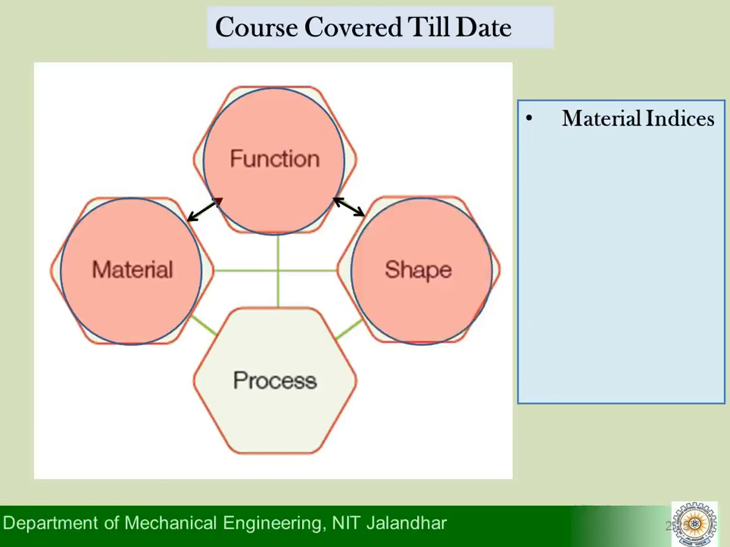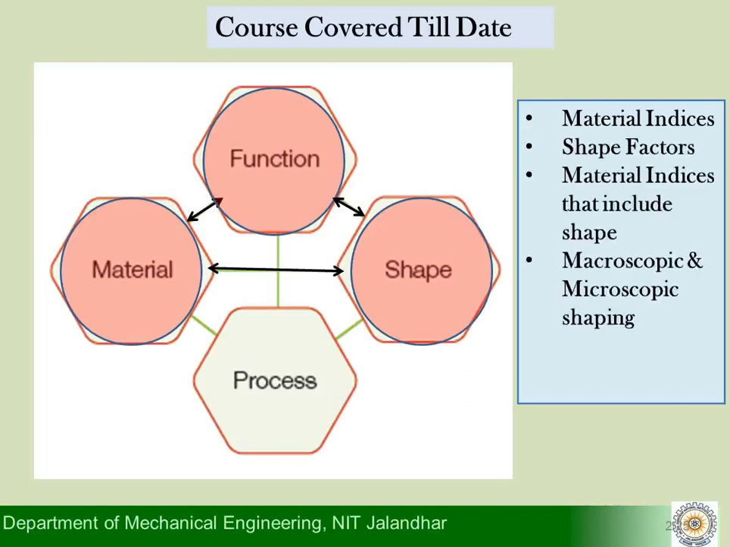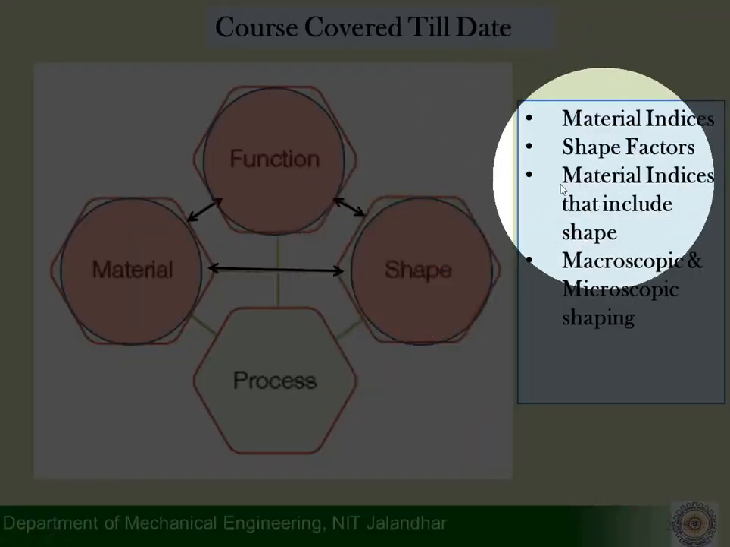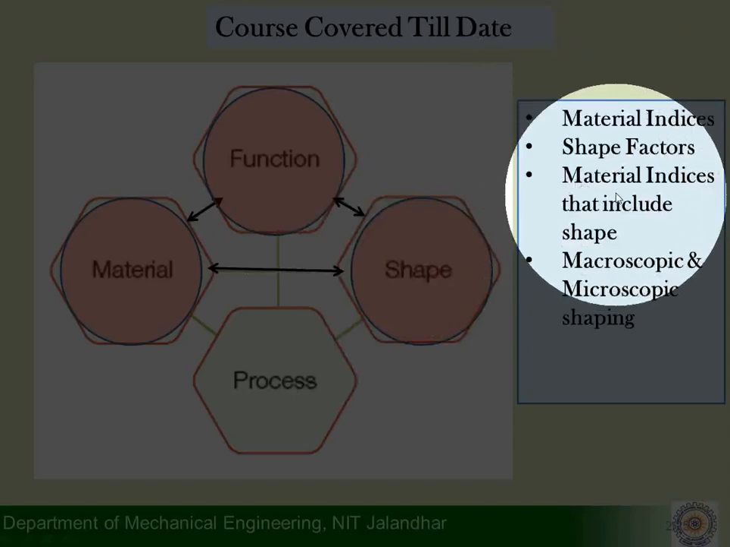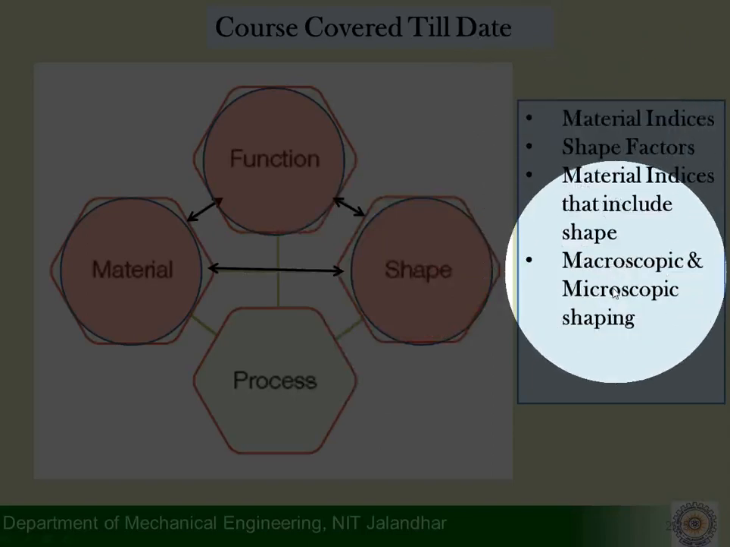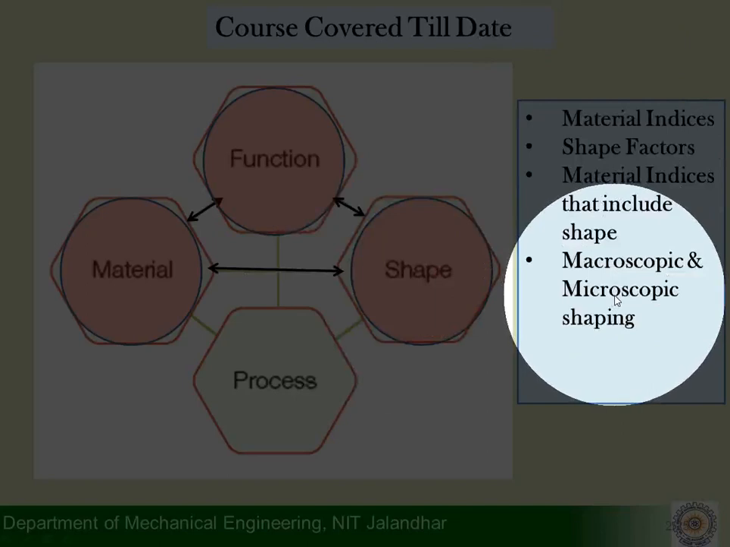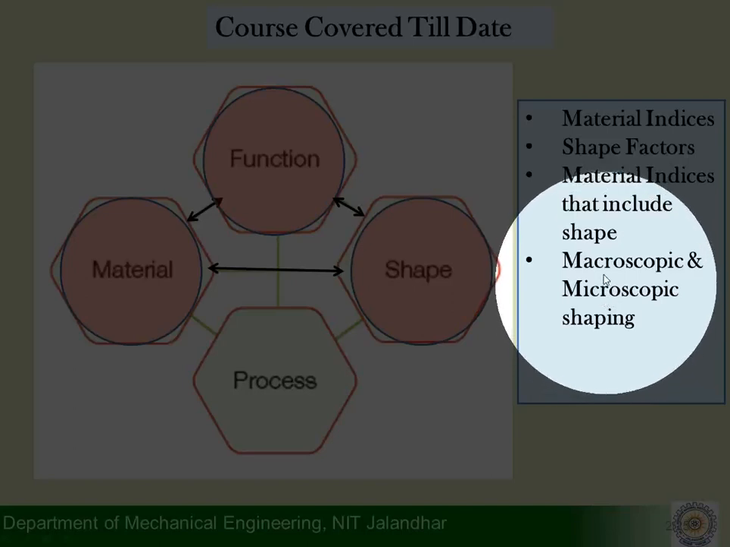Going forward, we included shape also into our discussion, and then we discussed the interaction between these three parameters, that is material, function, and shape, and it gave us what we talk about as the shape factors, the material indices that include shape, as well as a discussion about what we refer to as microscopic and macroscopic shaping.